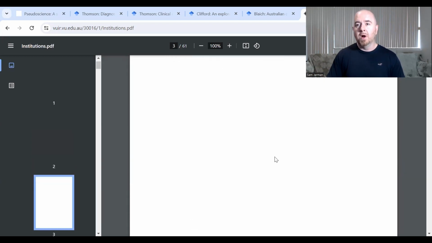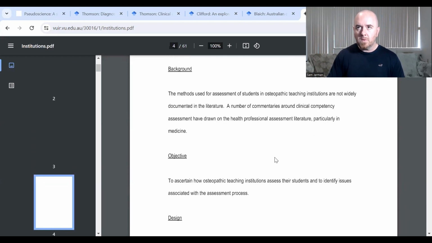Okay, so what they did here, you'll see, I'll go through the abstract. Methods used for assessment of students in osteopathic teaching institutions are not widely documented in the literature. So that's the gap, right, or the problem. A number of commentaries around clinical competency assessment have drawn on the health professional assessment literature, particularly in medicine. So again, they're talking about commentaries there. They're not talking about things that empirically observed or attempted to test anything.